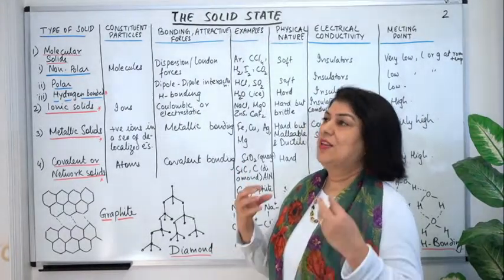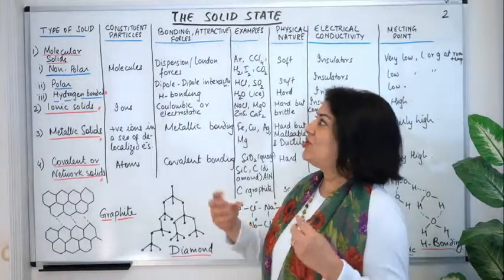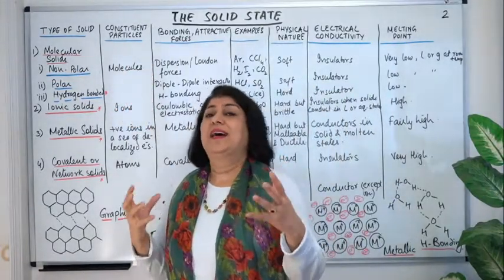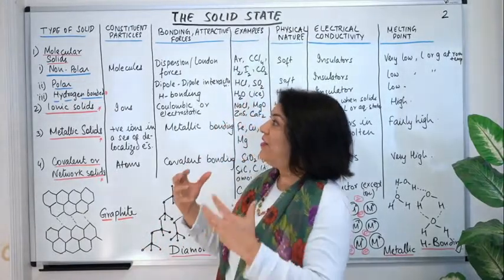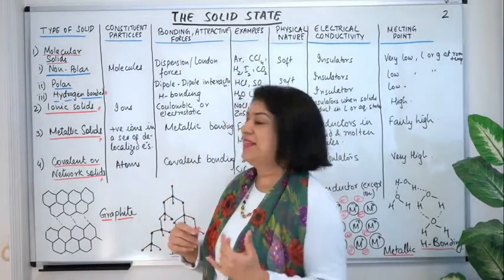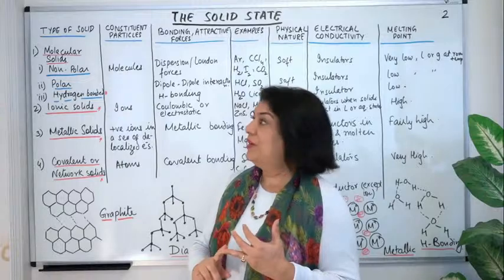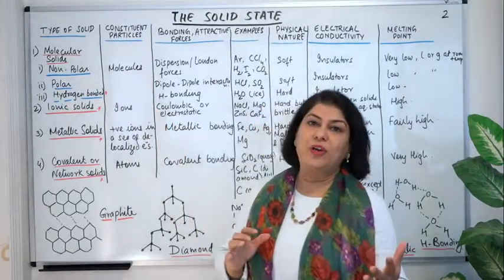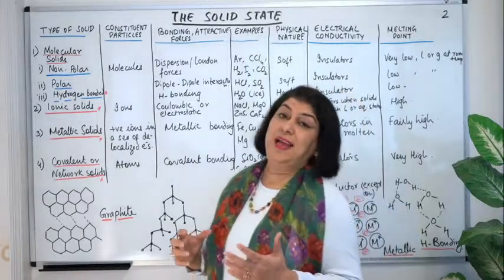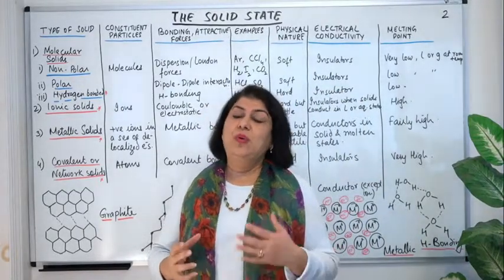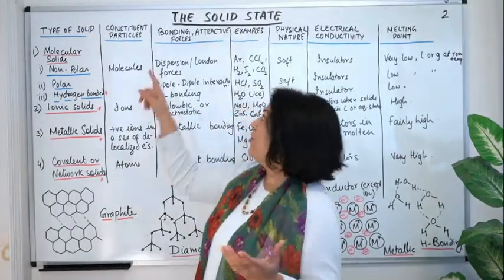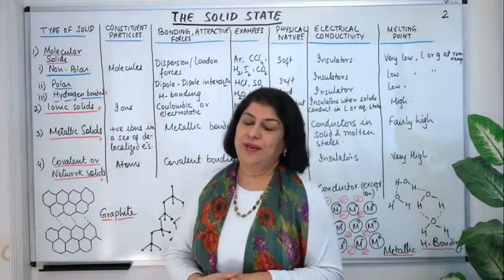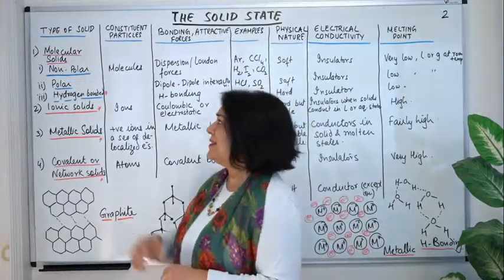As the name suggests, the constituent particles in these solids are molecules. Molecules make up these solids, and these are further classified into 3 categories, that is non-polar, polar, and hydrogen bonded. Because molecules can be polar molecules, they can be non-polar, and they can be in the presence of hydrogen bonding, which is again a special kind of force, like the London dispersion force, which is seen in solids. Let us understand these.